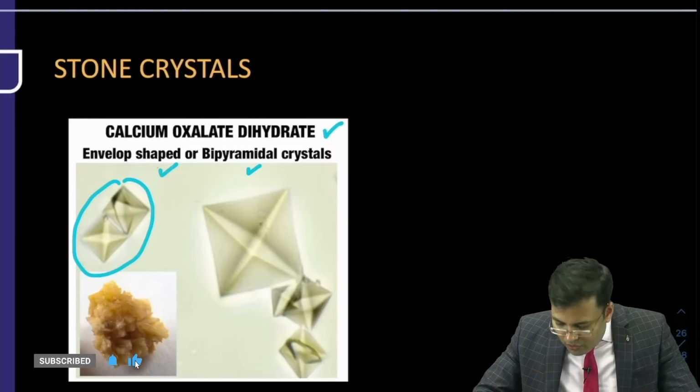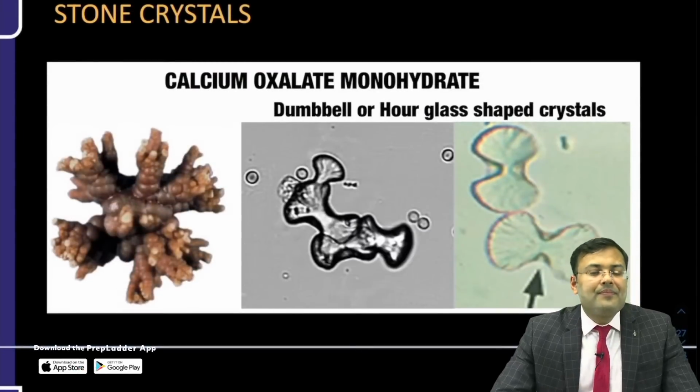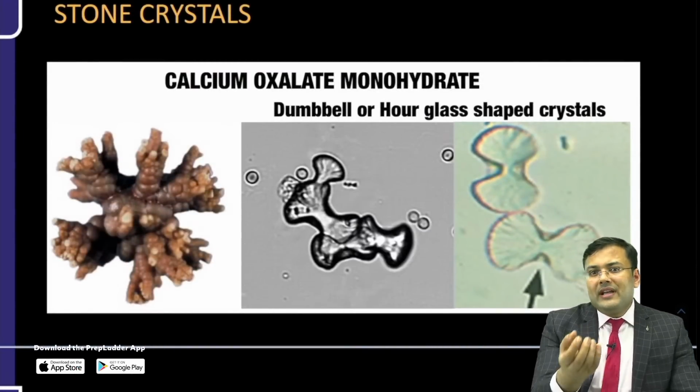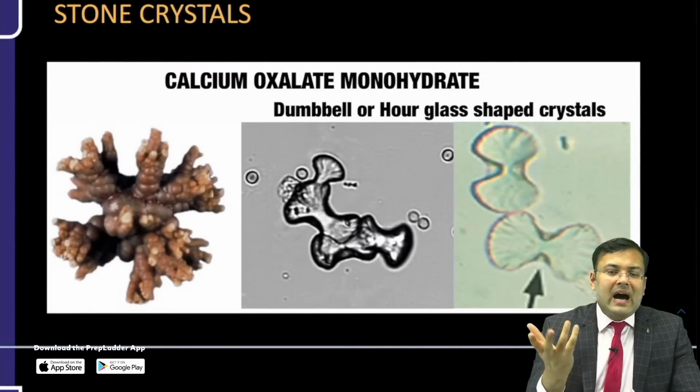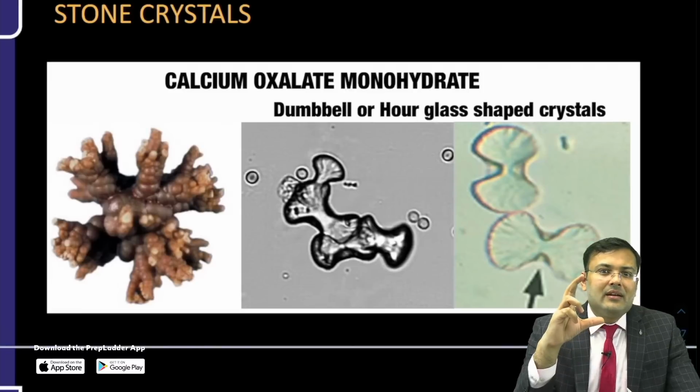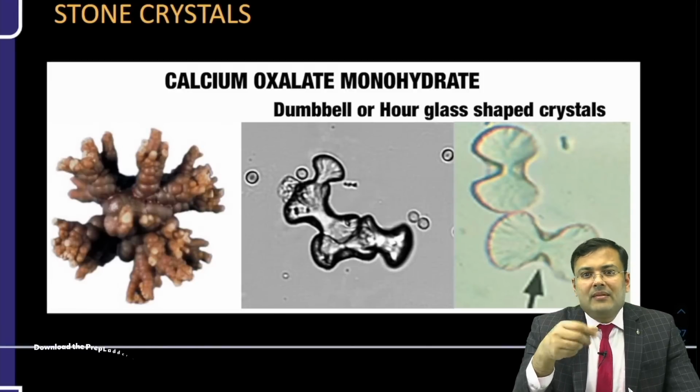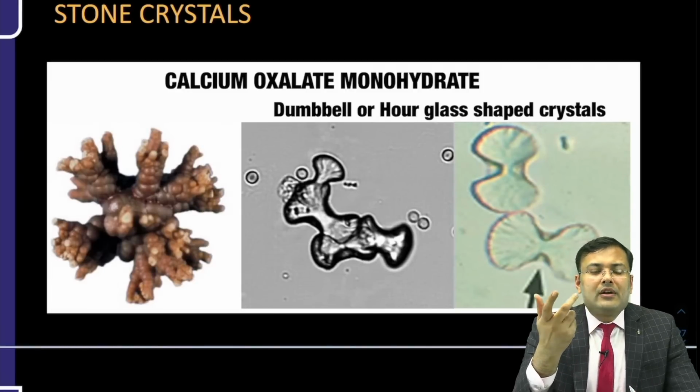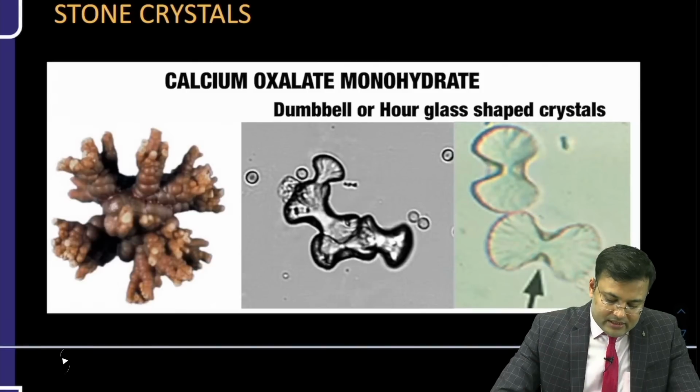So how does monohydrate look? You can see here, this is calcium oxalate monohydrate. It is dumbbell shaped or hourglass. Have you seen an hourglass, in which the sand is coming down from the top part of the glass? So this is dumbbell shaped, also known as hourglass.